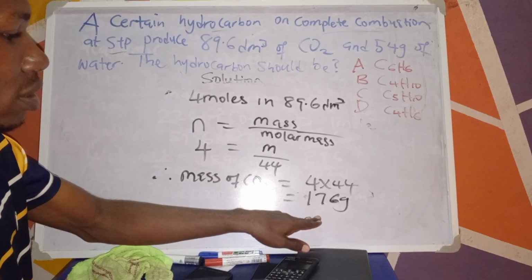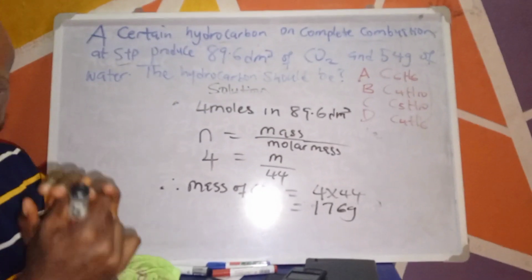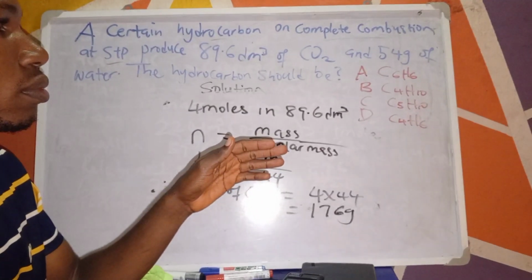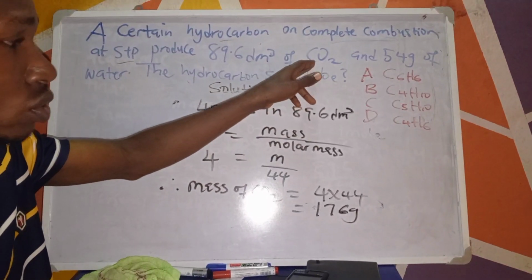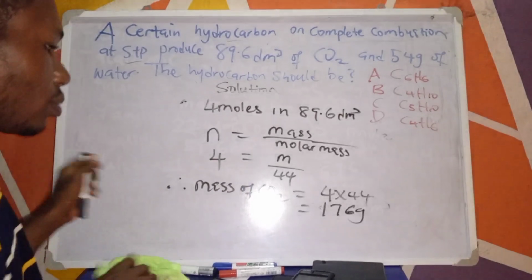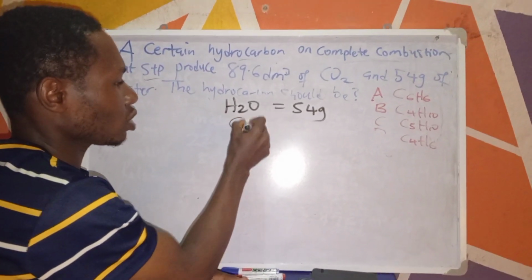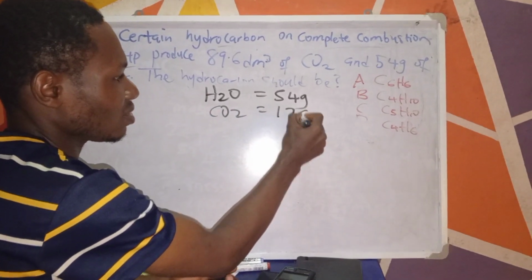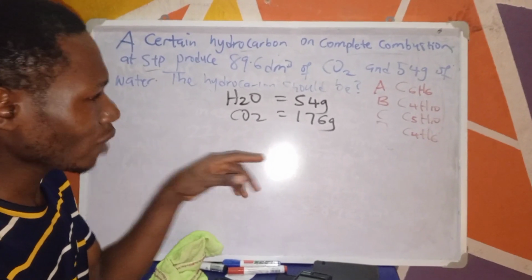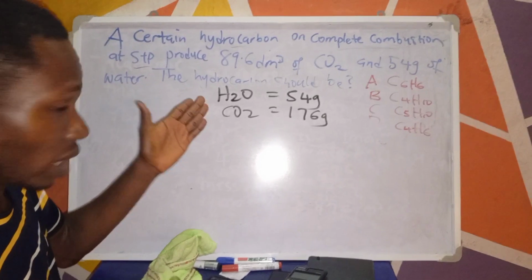Okay, having got the mass of CO2 and we already have the mass of water, the next step is to use mass fraction to get the mass fraction of carbon and the mass fraction of hydrogen. We know that H2O is 54 gram and CO2 is 176 gram. Now we have to get the mass of carbon here and the mass of hydrogen here. And first, let's start from hydrogen.